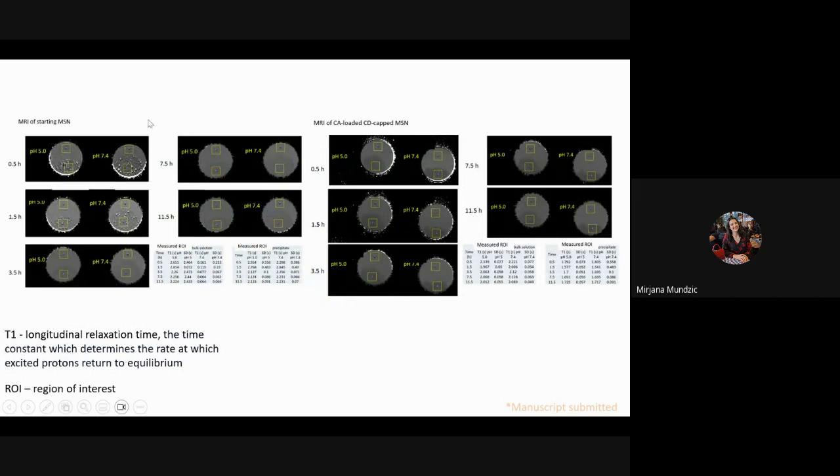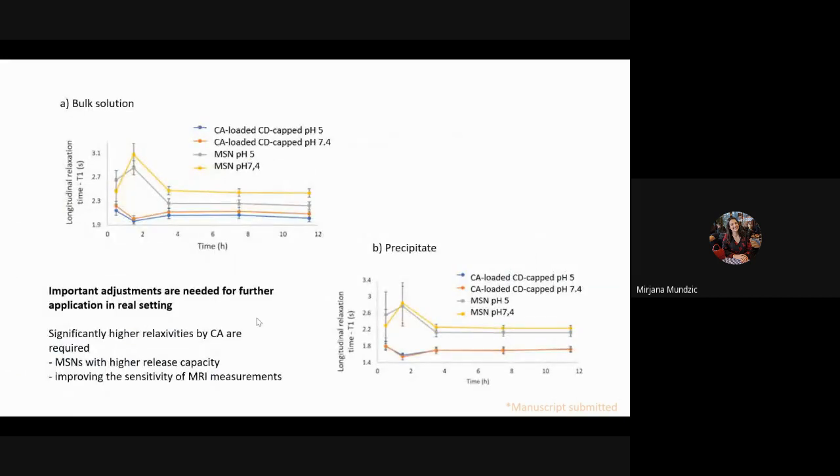So here are the results for the MSN material and the results for the contrast agent capped materials over time. And we took the region of interest. It is the same region here, and we have it for the bottom and for the top part of the cuvette. And here are the results in numbers, the time constants, which determine the rate at which excited protons return to equilibrium. It is known as the T1 values. When we put all of the results in a form of graph, this is what we get.